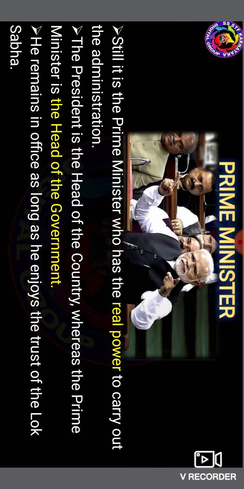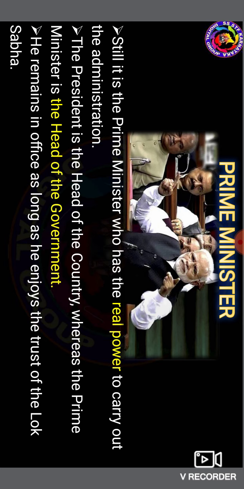The President is the head of the country, whereas the Prime Minister is the head of the government. Okay, look carefully, students. The President is the head of the country, whereas the Prime Minister is the head of the government. He remains in office as long as he enjoys the trust of the Lok Sabha. So this is the function and formation of the Prime Minister.